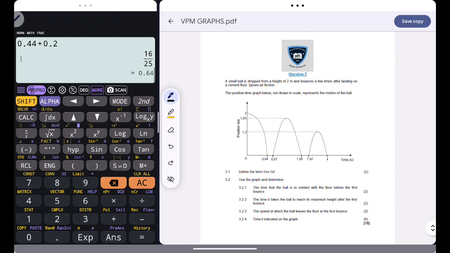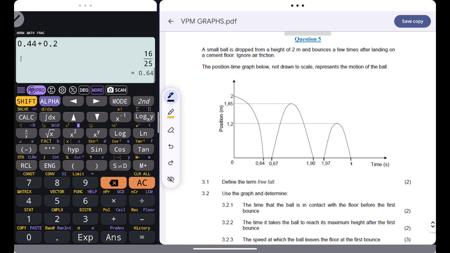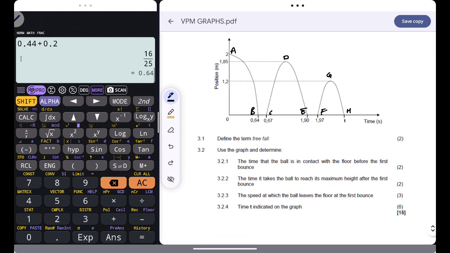We are told that a small ball is dropped from a height of 2 meters and bounces a few times after landing on the cement floor. Ignore air friction. The position time graph below, not drawn to scale, represents the motion of the ball. Same thing we did initially, guys. We must reference the positions of the ball, né? This will be position A, position B, position C, D, E, F, G, and H. It's very important, you know.